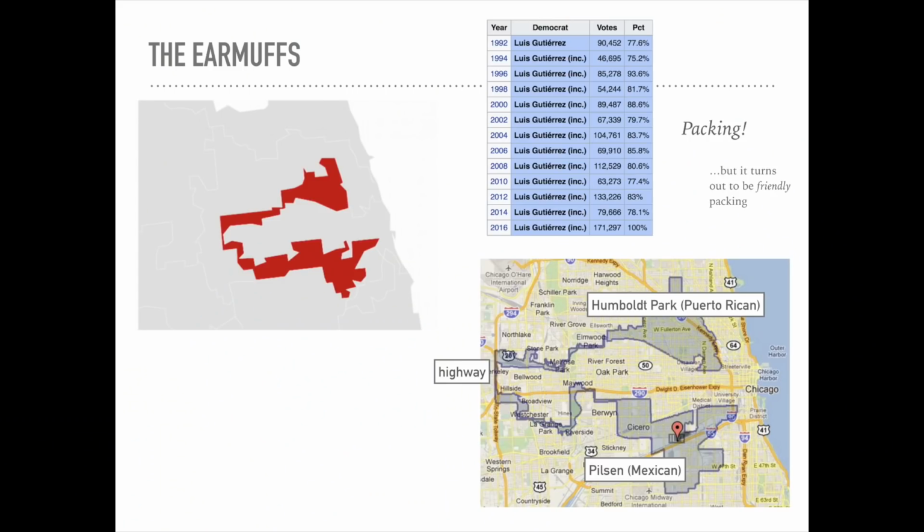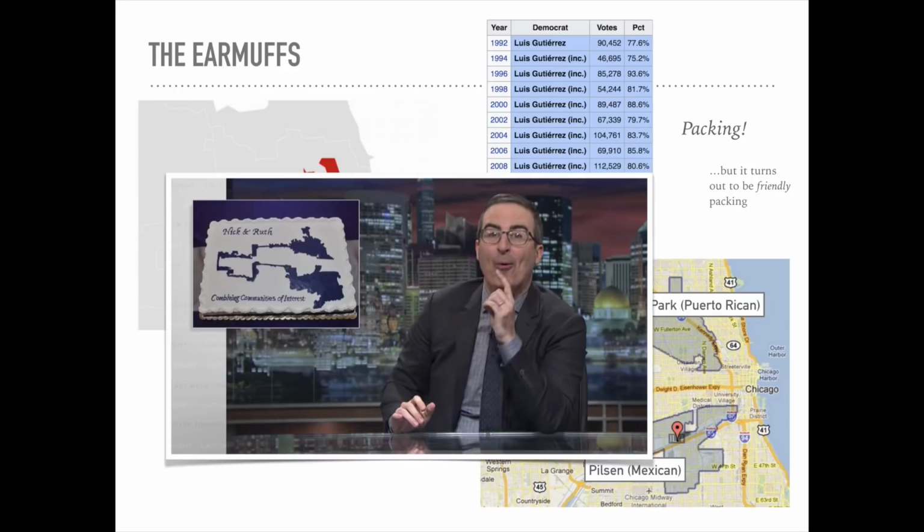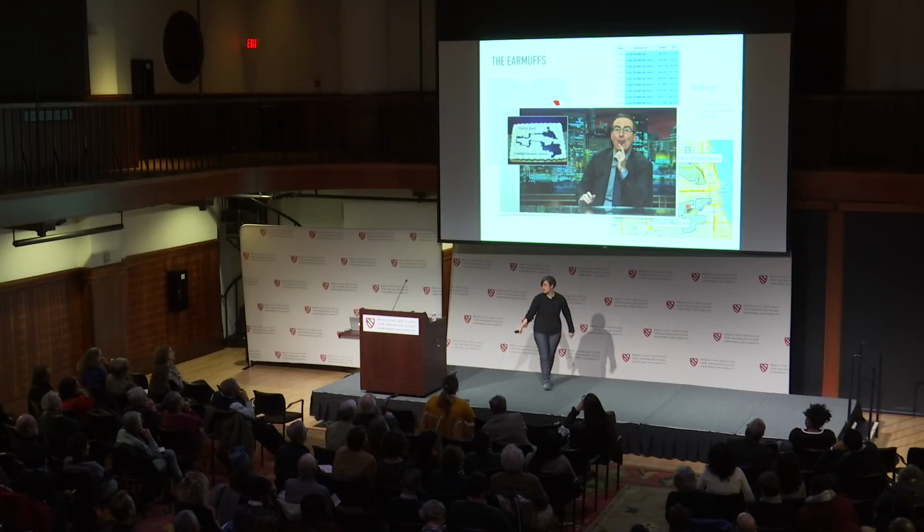Okay. So this looks like a textbook case where Latinos have been packed in inefficient numbers into a district to dilute their voting strength. But in an interesting twist, this turns out to be friendly packing, endorsed and actually aided by civil rights groups. An actual image for you from John Oliver's show of a real live wedding cake of 2 redistricting legal experts, Nick and Ruth, combining communities of interest because they both worked on this district. So what's the story of the district? It's a Latino district that was built to interlock with 3 African-American districts, also locking in and heading towards the south side.